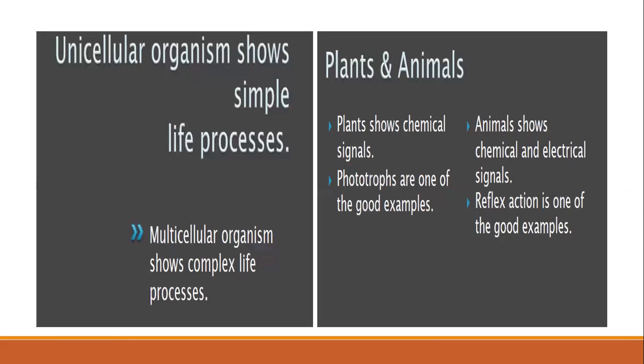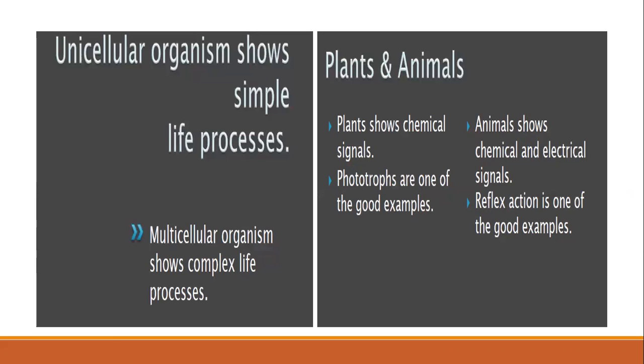To start with are unicellular organisms. In unicellular organisms, you can see there is only one cell, and the one cell performs all the functions. So here you do not have any particular type of organ or organ system. But in case of multicellular organisms, life shows different complex life processes.